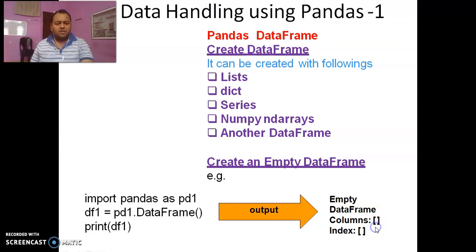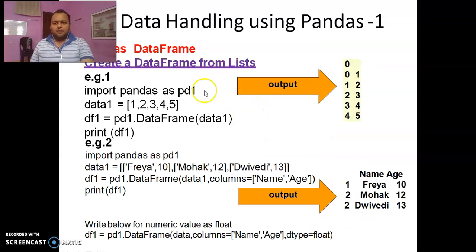There will be no columns and no indexes. Now creating a data frame from a list, one by one we will discuss all the things. For that I have created a list, and in the data frame I will put this list. This is as simple as we can do. Okay, so it will pick the index number automatically: 0 for 1, 1, 2, 2, 3, means at index 0 a value is there, at 1, at 2, at 3 and 4. I think this is very much clear to all of you, right? So we can define a list and put it here.